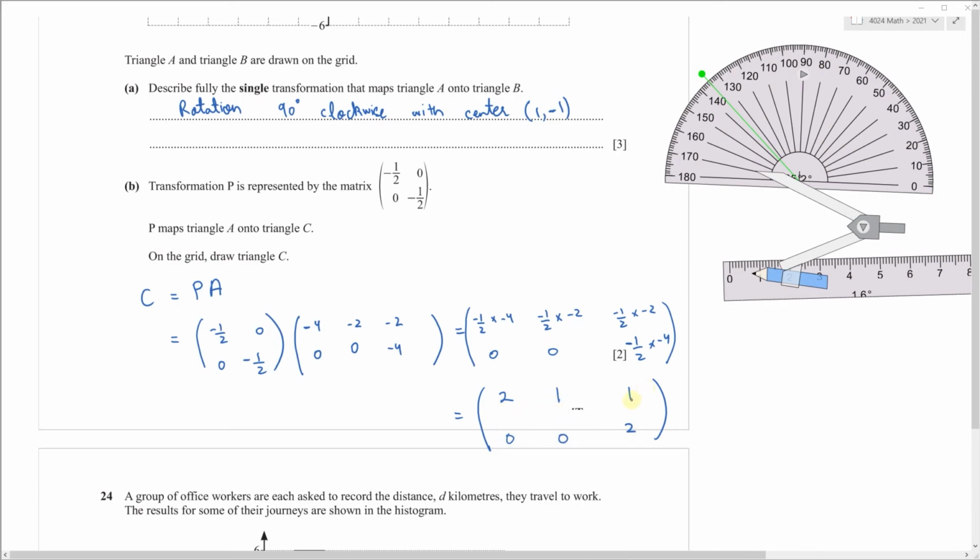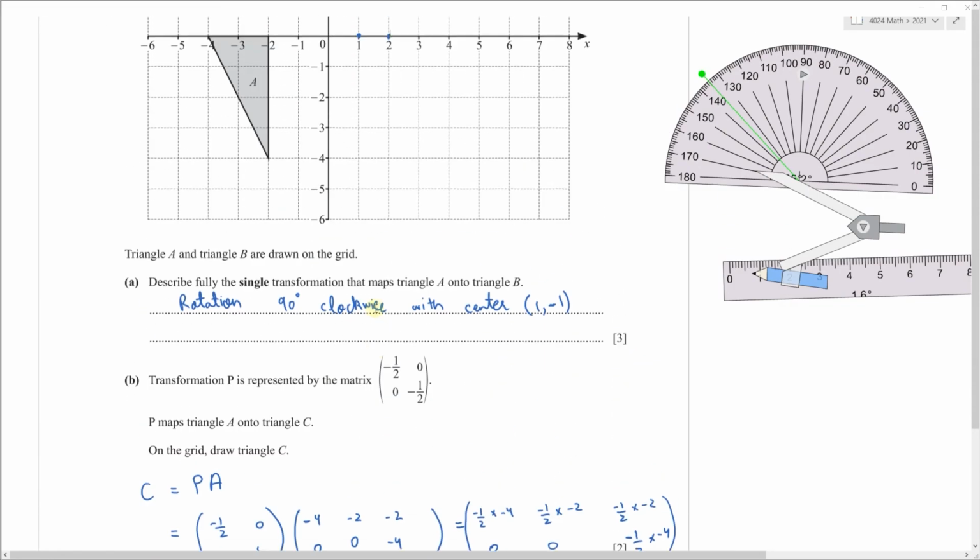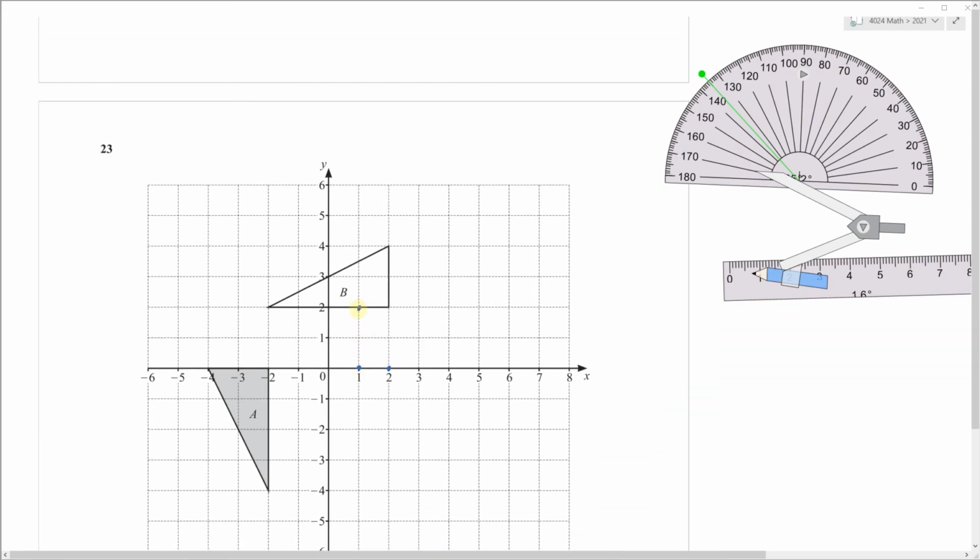So 2, 0, 1, 0, and 1, 2 are your coordinates for triangle C. Now let's draw this triangle. 2, 0 is this point. 1, 0 is this point. And the third vertex is 1, 2. 1, 2 is this. So we can join these to get our triangle C. So this is our triangle C.